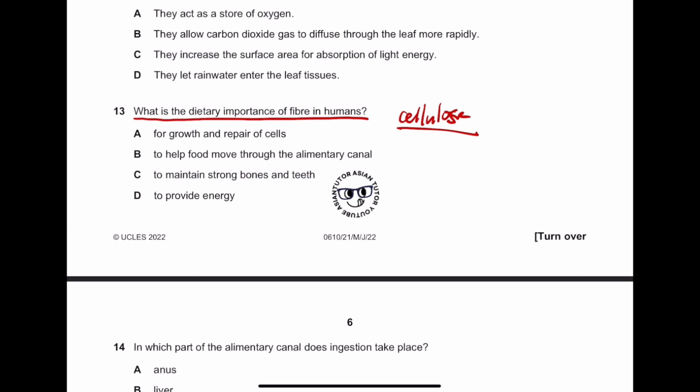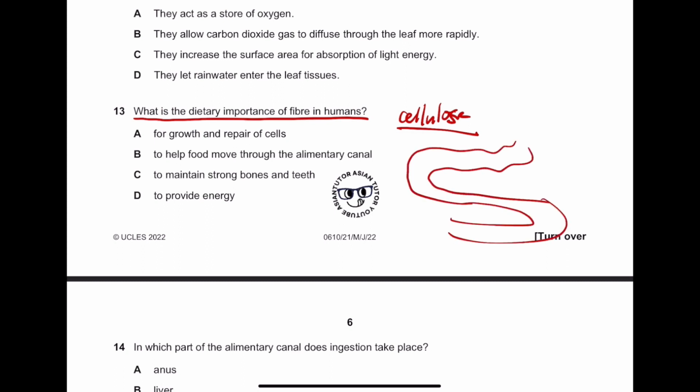And what happens when fiber is taken in is that the muscles in body parts like the small intestine and the large intestine contract and relax. It contracts and relaxes to digest the fiber. However, we can't digest the fiber because we don't have enzymes such as cellulases. So cellulases are the enzymes that digest.